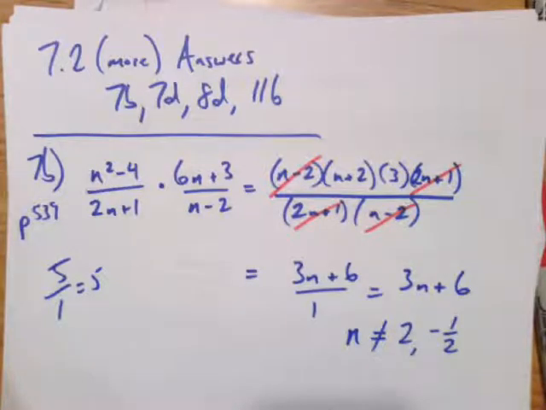What am I looking at? 7b, 3 times n plus 2. Yeah, all right. Next up, 7d.